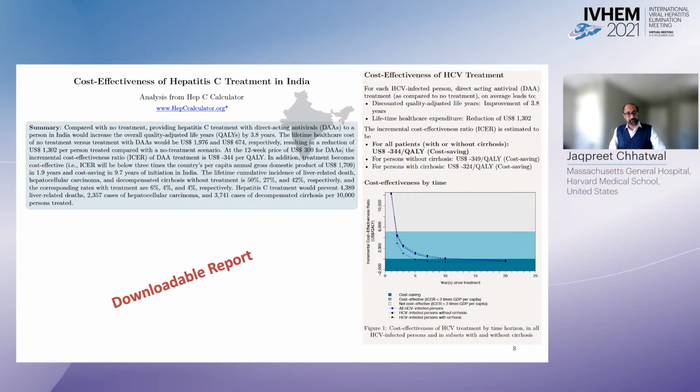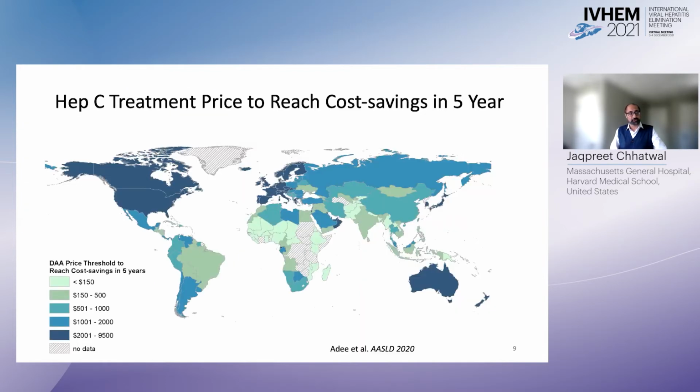Extending this work further, this is one of the studies that showed, using mathematical modeling, what is the hepatitis C treatment price at which treatment becomes cost saving in 5 years. As expected, we see substantial heterogeneity in different countries. In many countries, the price of hep C treatment is below $150, whereas in others, it's up to $10,000, where it can be cost saving for a given country. And again, this kind of analysis can be very useful for negotiations or for building an investment case for hepatitis treatment scale up.